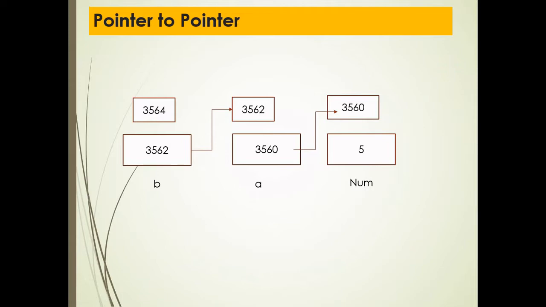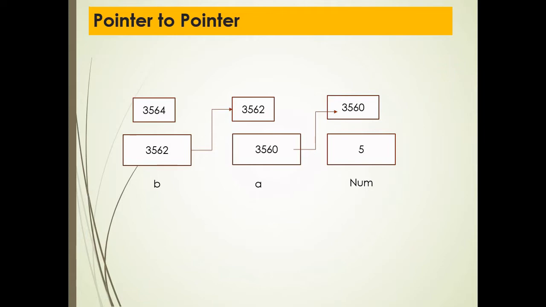So with the help of the arrow I want to show you that A contains the address of num. So the address of num is 3560. You can see here A holds as a value the address of num, and B holds as a value 3562, that is the address of A.